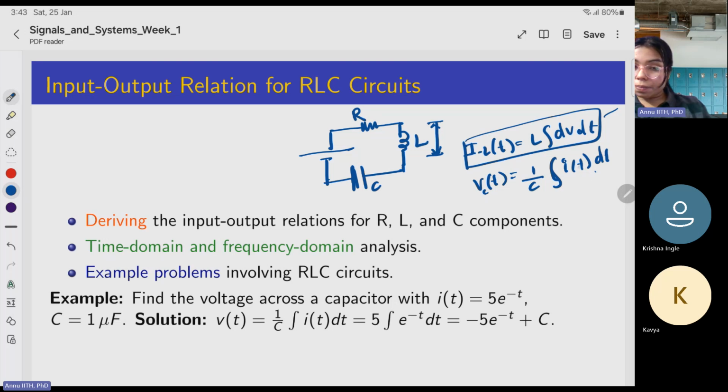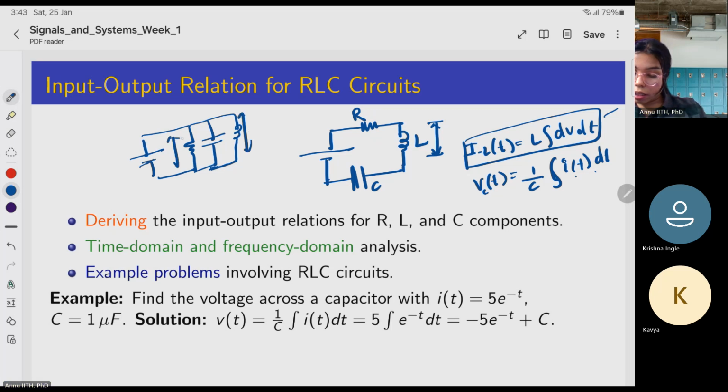Whenever there is a series circuit like this, for the series circuit we always have the same current. And whenever we have a parallel circuit, then we have the same voltage, because this voltage is the same for all, whereas this current I(t) is the same for all in series.